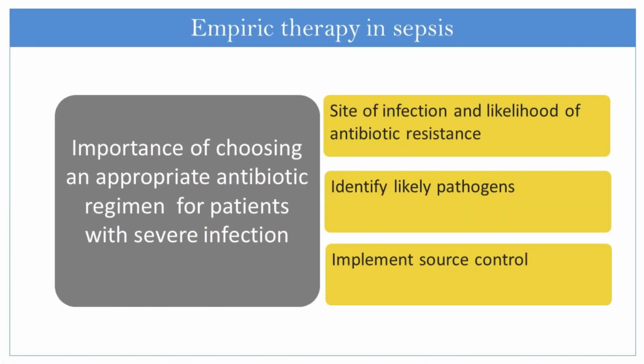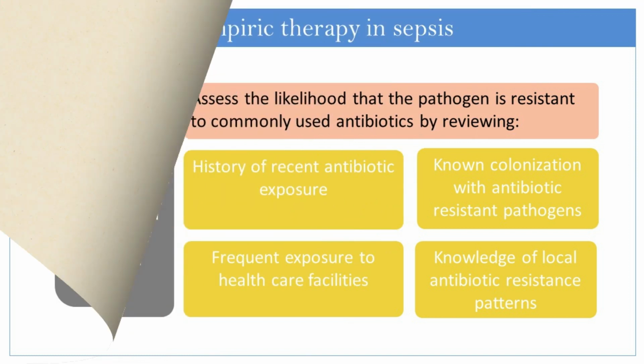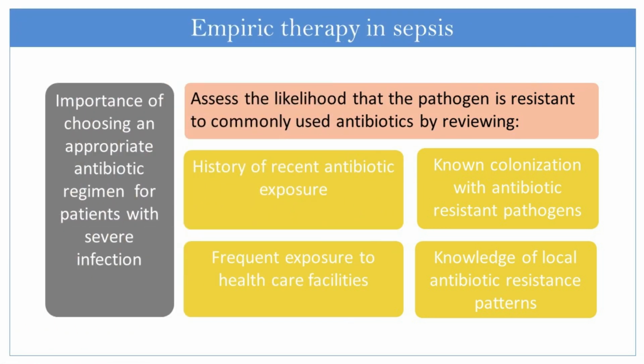So the site of infection and likelihood of antibiotic resistance must be kept in mind, and we must identify what could be the likely pathogens depending upon the site of infection, and must implement source control. Before starting empirical therapy in sepsis, one must assess the likelihood that the pathogen is resistant to commonly used antibiotics by reviewing a few very important aspects.